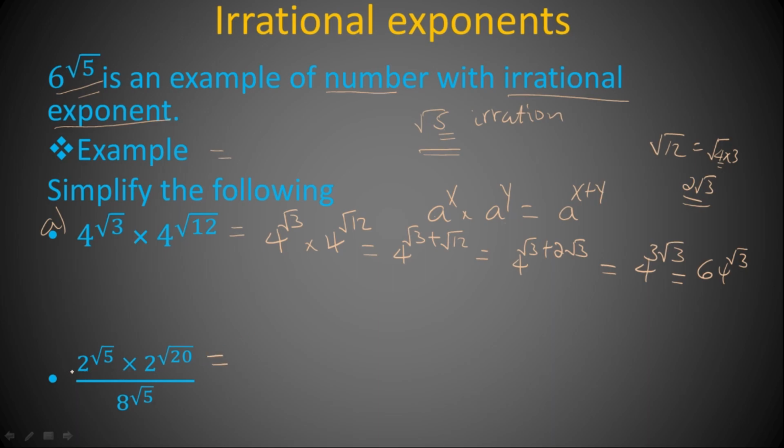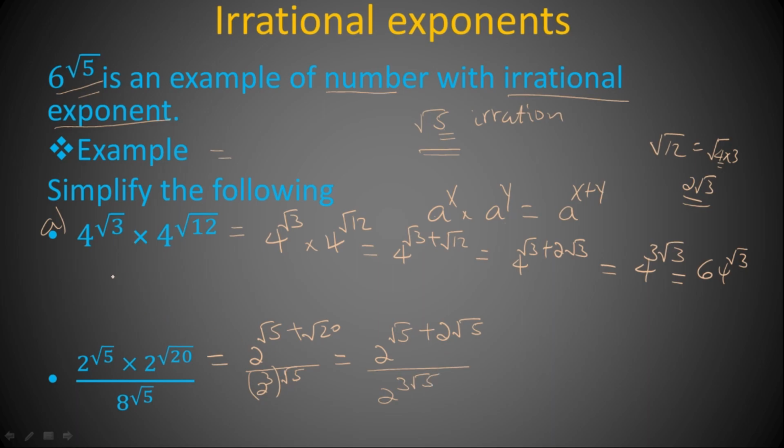For the second example, the numerator has the same base, but in the denominator the base is 8, which can be changed into base 2, so it's 2 to the power of radical 5 plus radical 20, over 8, which can be written as 2 to the power of 3 to the power of radical 5. The 3 is the exponent from the exponential form of the number 8. Radical 20 can be written as radical 4 times 5. We choose 4 times 5 because 4 is a perfect square but 5 is not. So it can be written as twice radical 5, over 2 to the power of 3 root 5.